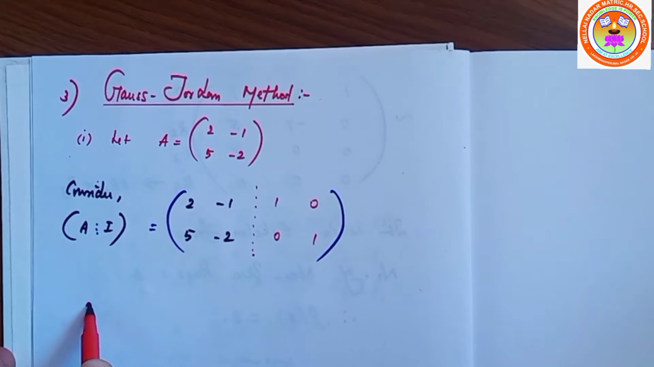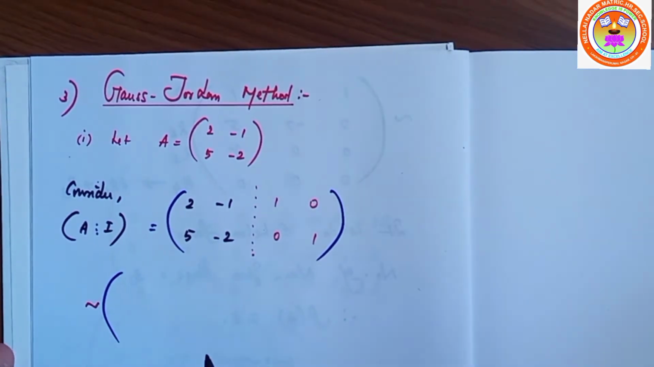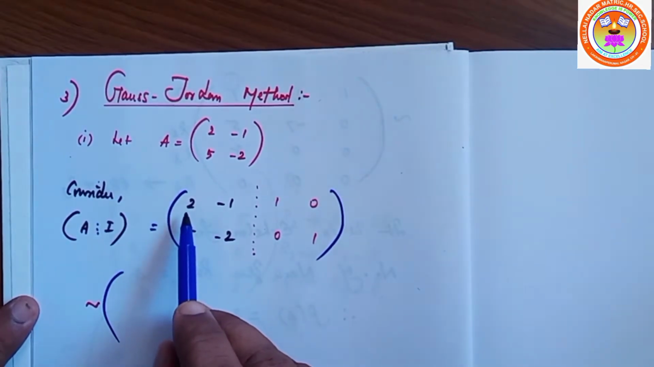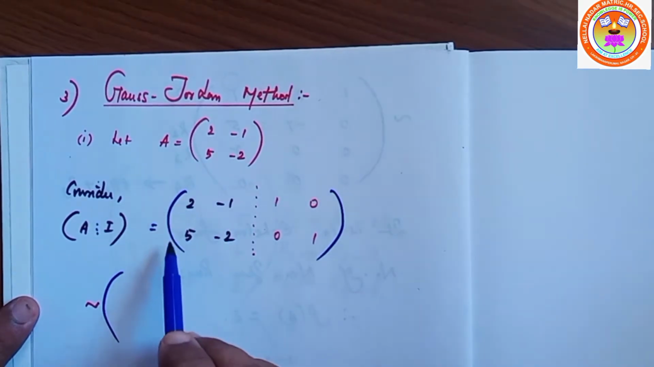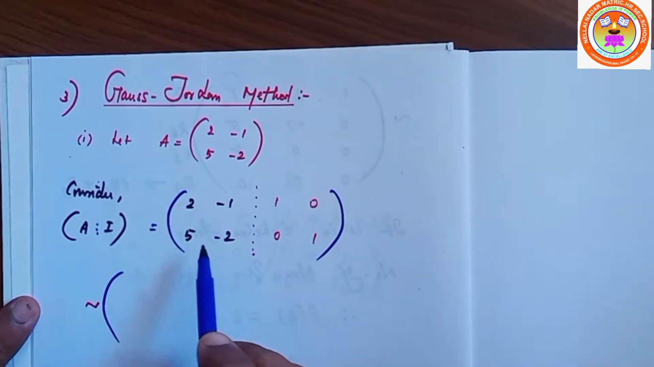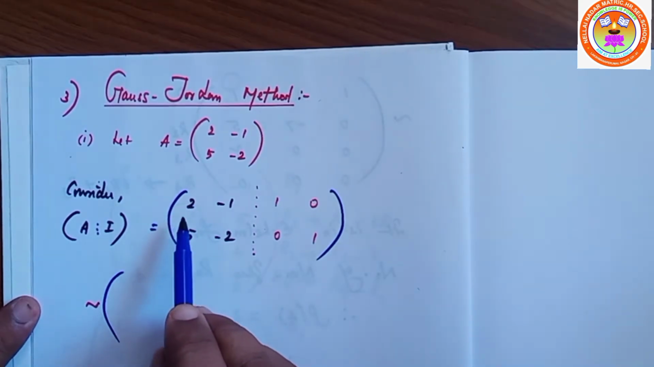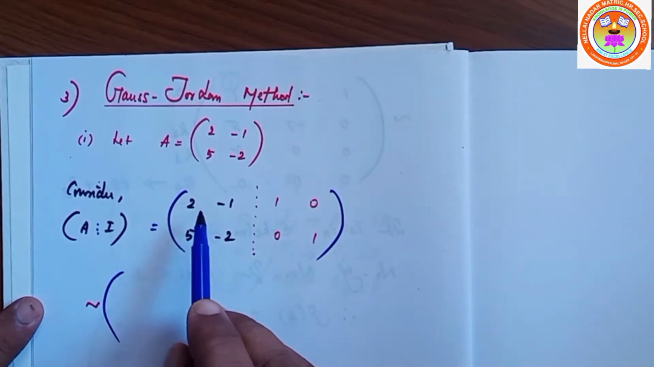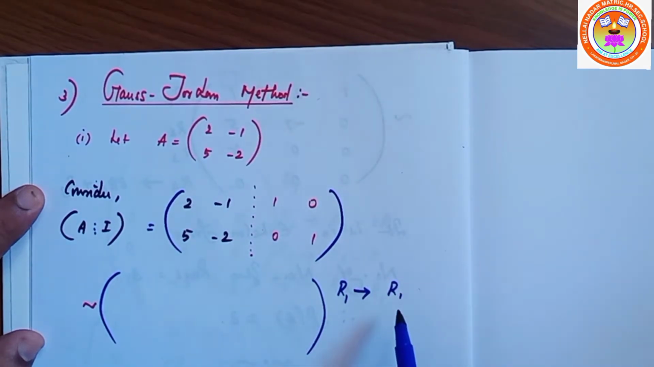Okay, so put equivalent first. Here, particularly this has to be 1. We have to make this element 1, here 0, here 1, here 0, because you are going to convert this matrix into the identity matrix 1 0 0 1. First we have to change it into 1. For that, what to do? We have to divide 2 by 2, correct? If we divide 2 by 2, we will get 1. So R1 implies R1 by 2.